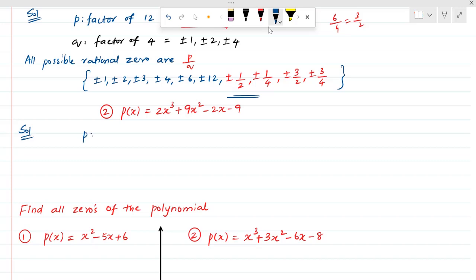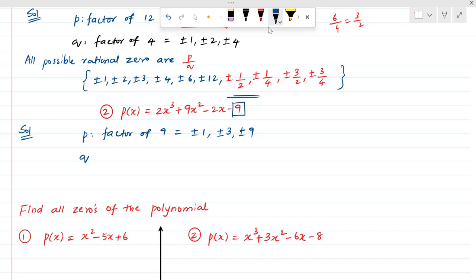So P is a factor of the constant. What is the constant here? We will take only the number, not the sign, because we will include plus or minus. So what are the possible zero divisors? 1 and 3, then directly 9.